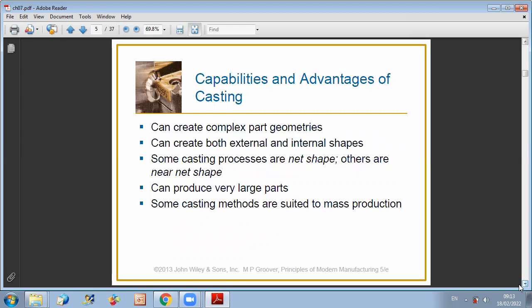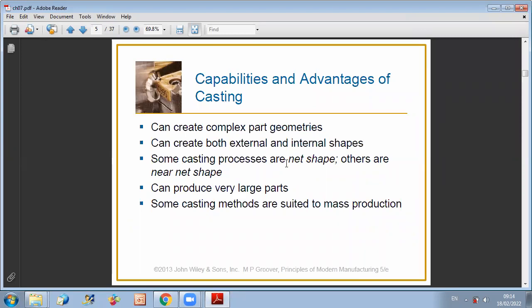Now, the casting process presents several advantages. First, it allows us to create complex part geometries, and we'll see in general that depending on the complexity of the geometry, we will design different molds. So we'll see what is permanent mold, what is expandable mold, what is the difference. This will depend on the geometry of the part. It can also create both external and internal shapes. You can make holes. We'll see how. You will alter the mold in a way to be able to create internal shapes also.